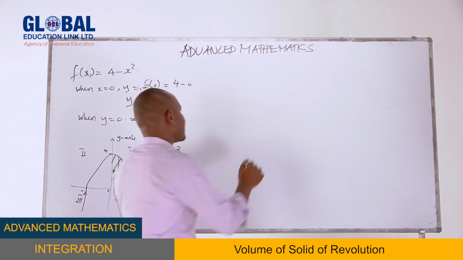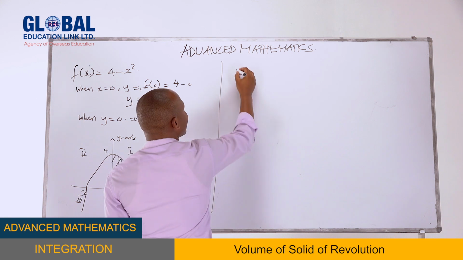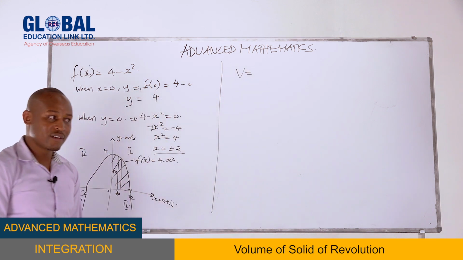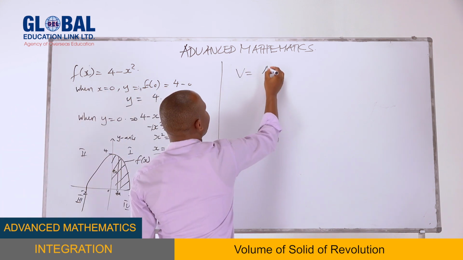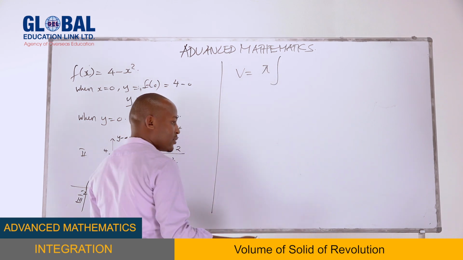So let's see how it will look. We know that the volume is found by the following formula: pi, and then the integral of what?